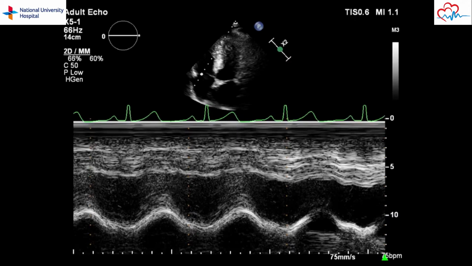Tricuspid annular plane systolic excursion or TAPSE measurement can be done in the apical 4-chamber view with M mode. Similarly, mitral valve annular excursion or MAPSE can also be assessed. This M mode shows TAPSE.